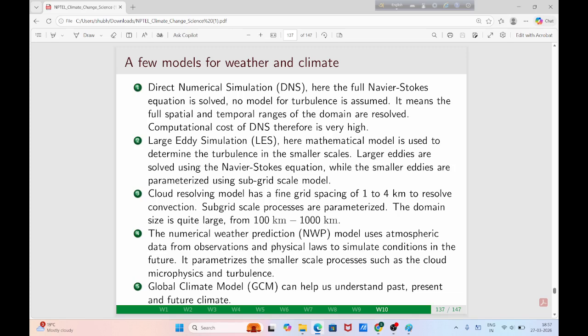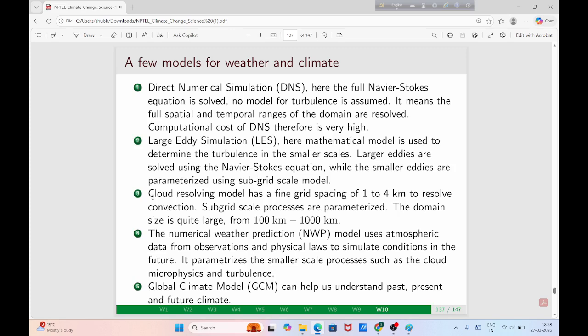So in large eddy simulation, they will use parameterization for smaller scales because they are difficult to solve, and larger eddies will be exactly solved. The outputs of the parameterized smaller eddies will be taken as the inputs of the larger eddies, and that's how they solve the large eddy simulation. It is less accurate compared to DNS, but computationally more efficient and convenient.